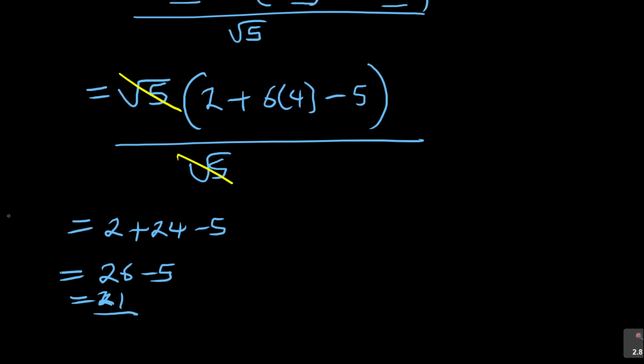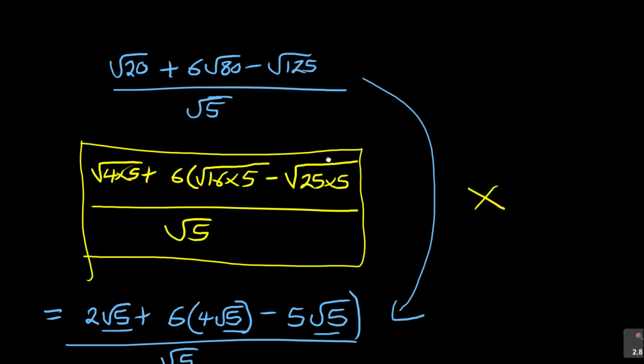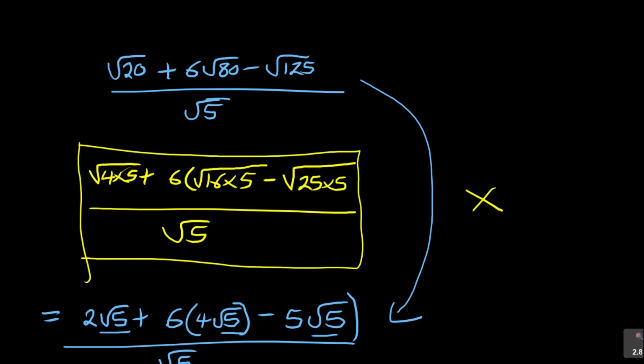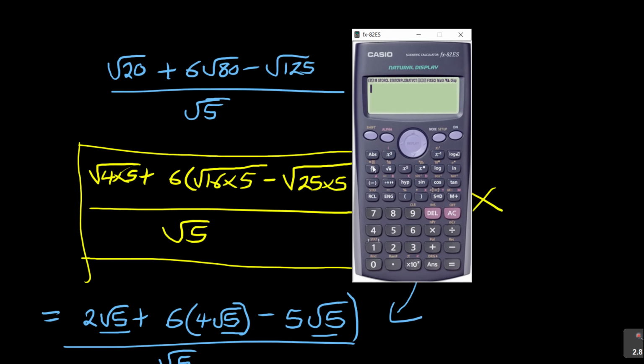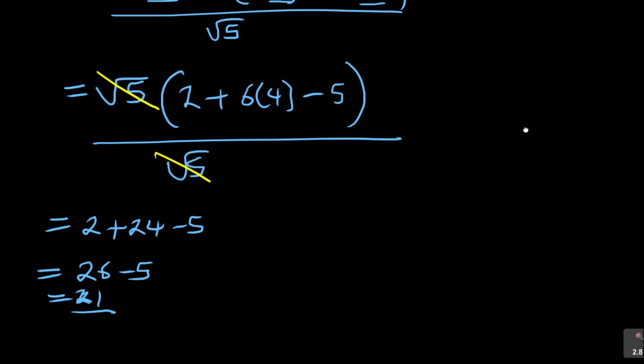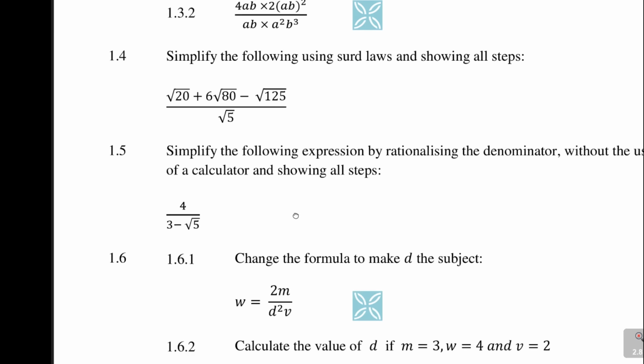That's the answer, and you can now find it finally. It's easy to also cross-check your answer. Don't just leave it out. Take a calculator and simplify this. Say I'm given square root of 20, plus 6 square root of 80, minus square root of 125, and then over square root of 5. See, there, 21. Then check it, and you find that it was the answer that we got. Alright, so that was that.